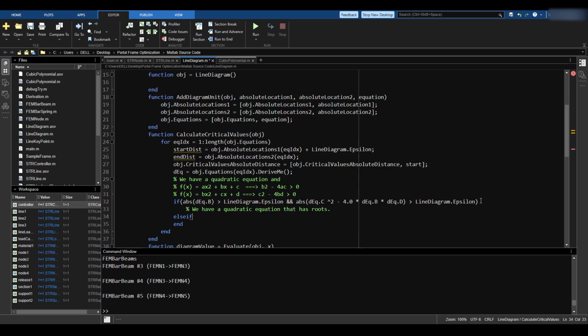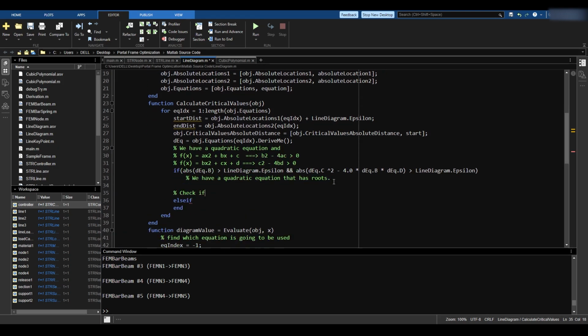Else if, well, here I need to check if it is a linear equation, because maybe b equals 0. Okay? So else if here, to be a linear equation, it's going to look like this. It's going to be f of x equals cx plus d. That's what we have. So to be a linear equation, the c must be more than 0. Otherwise, it's a constant equation.